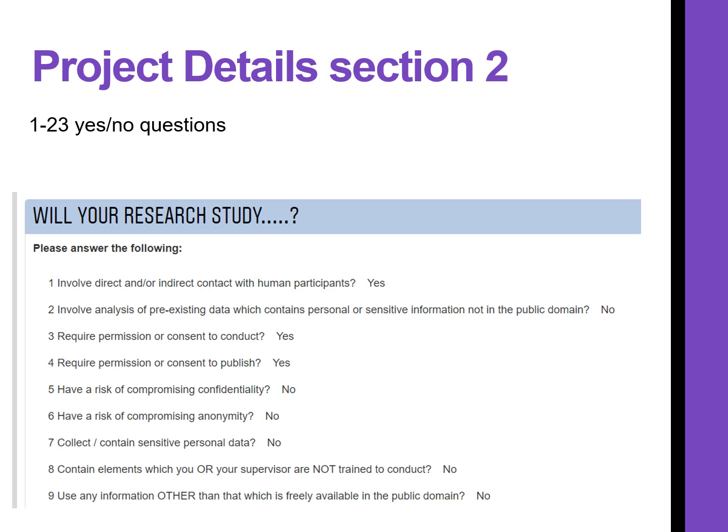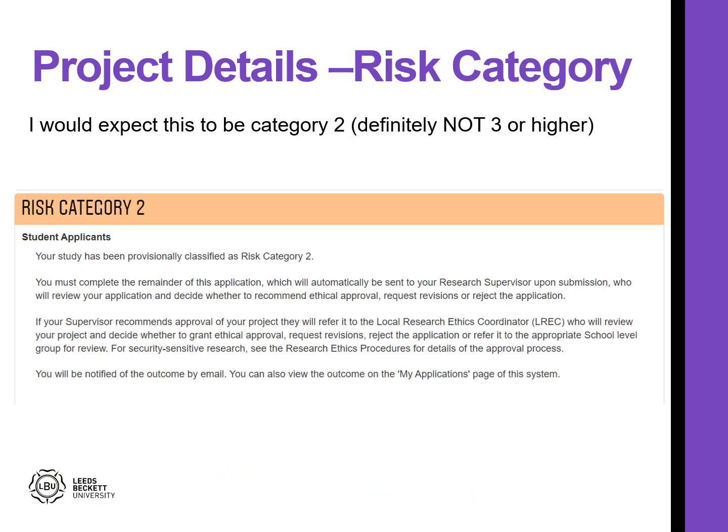As for the risk of compromising confidentiality, that really is up to you. If you're interviewing somebody, there might be a risk. And then you go through all 23 questions and answer yes and no. Most of these are going to be no. This will then give you a risk category 1, 2, 3, 4.